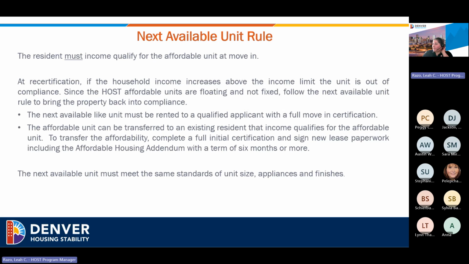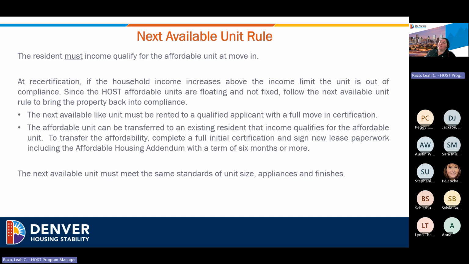Well, this is where the next available unit rule comes in. The next available unit, so another 1 bedroom if this is a 1 bedroom. This unit itself, because they're over the income limit, falls out of compliance. We understand that. There's not a whole lot that can be done. You can use the next available unit rule, or you can swap if you have lots of other units at the property. You can always swap in another unit as a HOME unit.